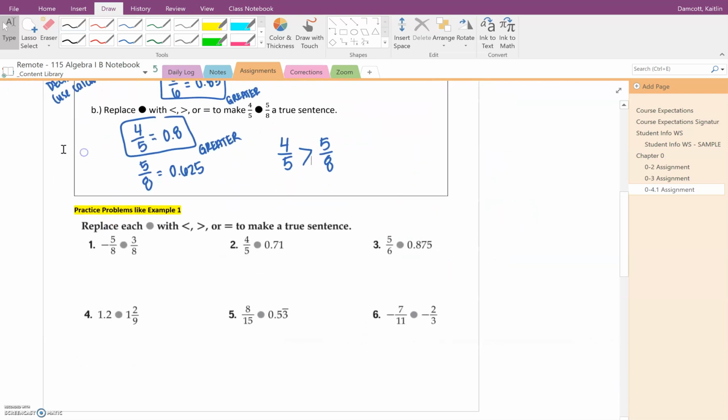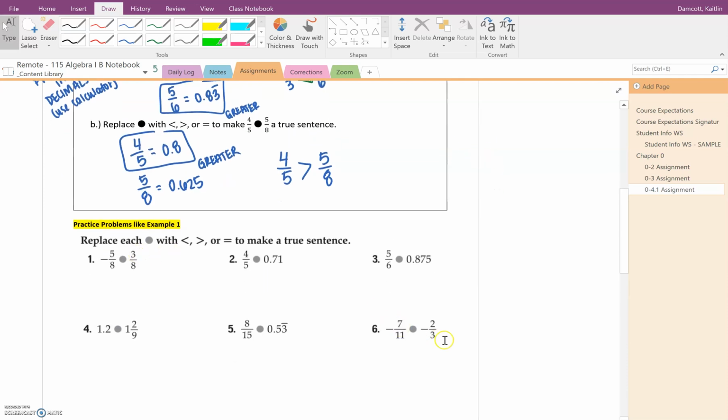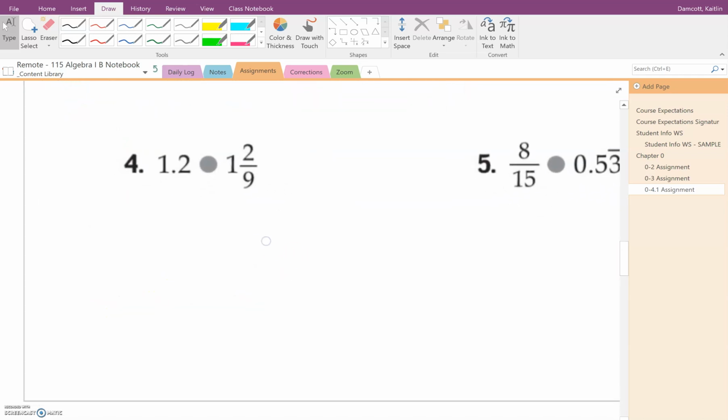All right, your job is to use the same process to complete 1 through 6. Now, as I look through, I'm noticing that number 4 is a little bit weird, so I'm actually going to do number 4 with you. With this, you've got your 1.2, which is already in a form that we feel good about. It's already a decimal. This 1 2/9, we've had things like this that we've seen in the past, but I want to remind you that this is how you're going to have to do it.